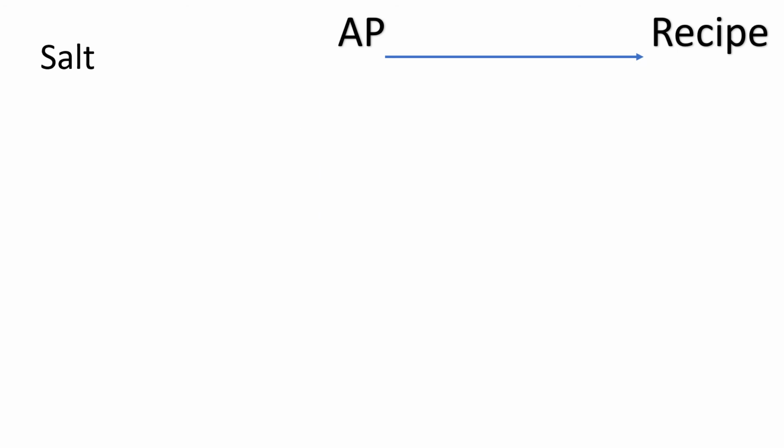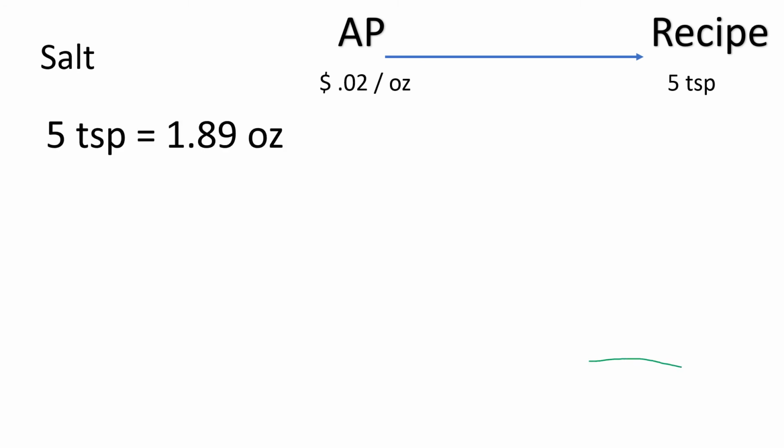Awesome. Salt. Same thing, I typed in salt, I searched for salt, and it came back that 5 teaspoons of salt is equal to 1.89 ounces. Right down here on the bottom. 5 teaspoons equals 1.89 ounces. 5 teaspoons of pepper was not even a half an ounce. So this is a perfect example of why our volume measurements are different when it comes to weight. Okay?